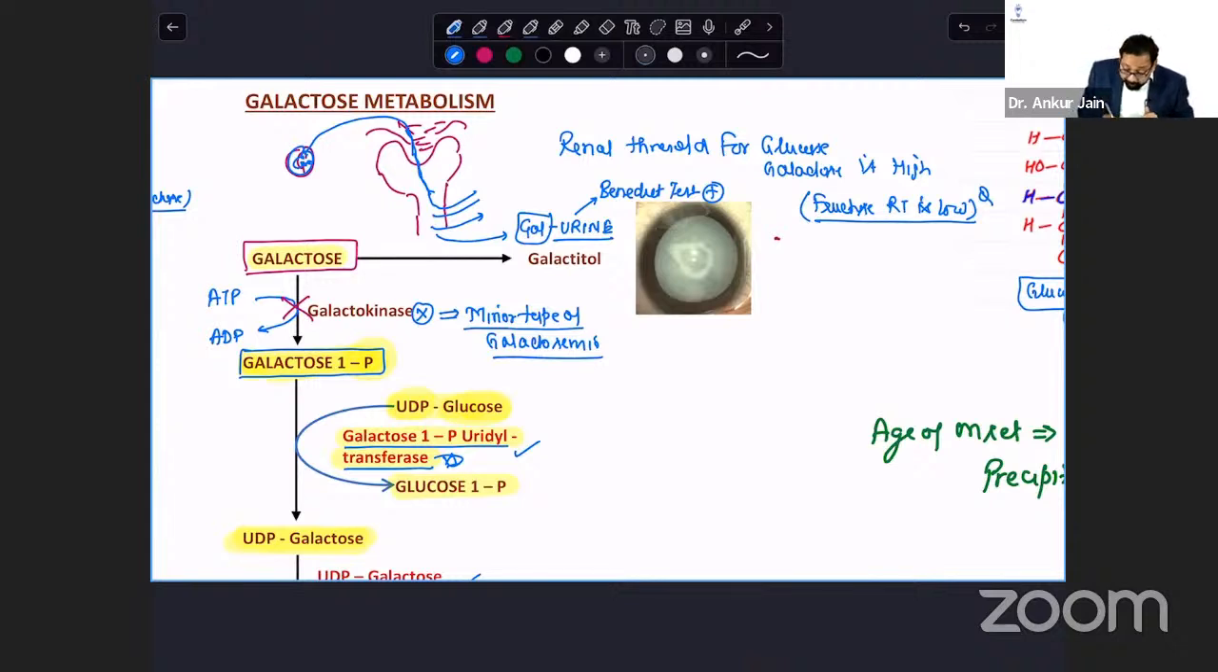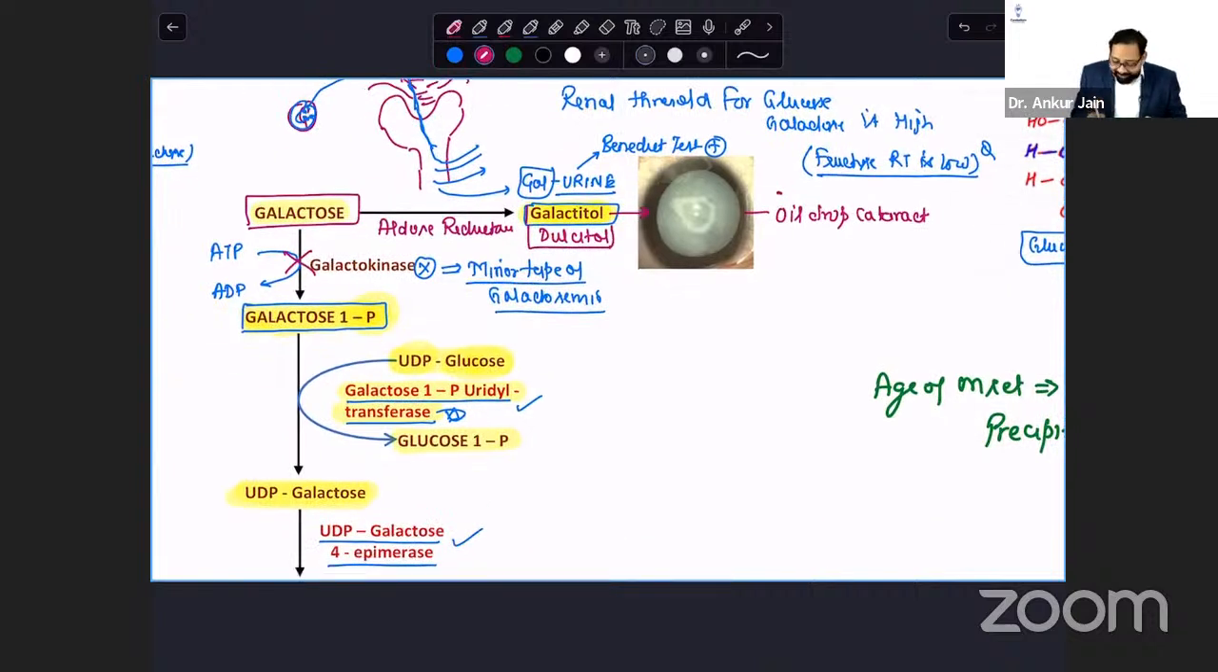In this patient, the extra galactose present in blood will be converted to galactitol by the enzyme aldose reductase. Whenever we require reduction, we use NADPH. This galactose is converted to galactitol, and this galactitol accumulates in the lens to produce oil drop cataract. Another name of galactitol is dulcitol.